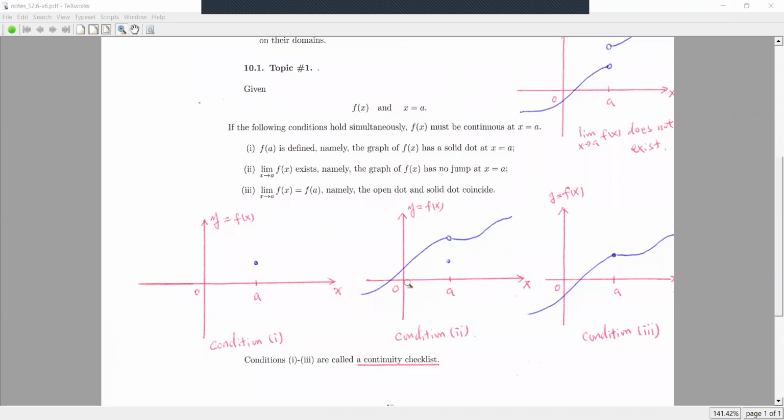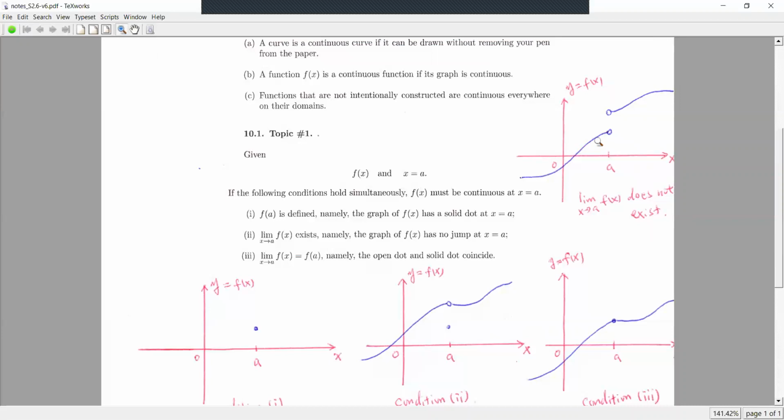No matter how x approaches A, from the left or from the right, the curve approaches the same point. When the graph has a jump at point A, then the both-sided limit doesn't exist because the left-hand side limit and the right-hand side limit are different.